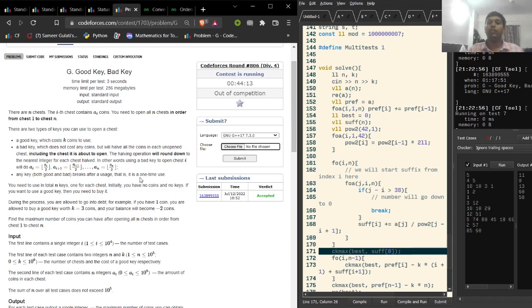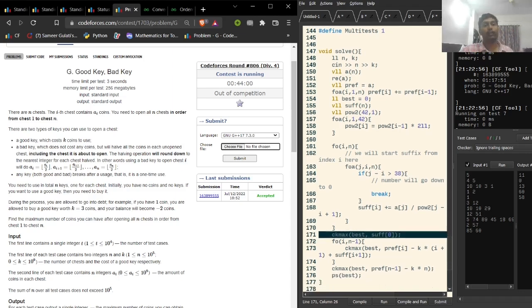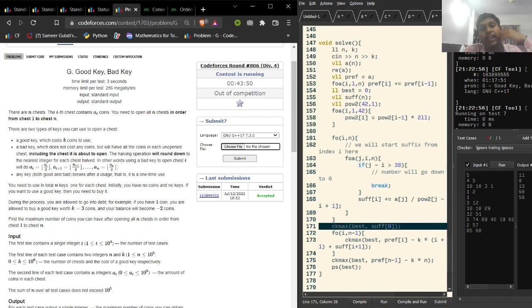So now we have to iteratively find out till where we want to use good keys, and after that we will start using bad keys. If I use, let's say, 10 good keys, how much money will I get? I will get the prefix till 10 minus 10 times the cost of a good key. So the total cost I will have to suffer is prefix of 10 minus 10 times k.